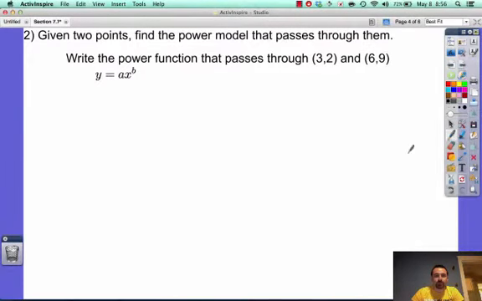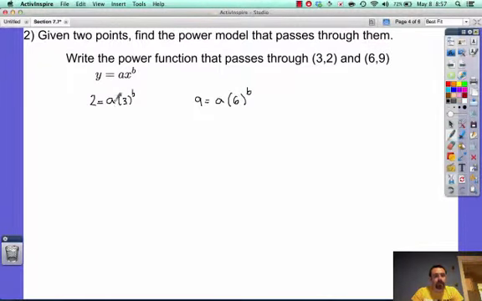For this particular question, I know that it's going to be a power model, so I've got to have a number up front, and x is raised to some power. The power does not have to be an integer here. And I know that this passes through (3, 2) and (6, 9). I'm going to use the same idea I used before. So, plug in. If y is equal to 2, then x is equal to 3. And if y is equal to 9, then x is equal to 6.